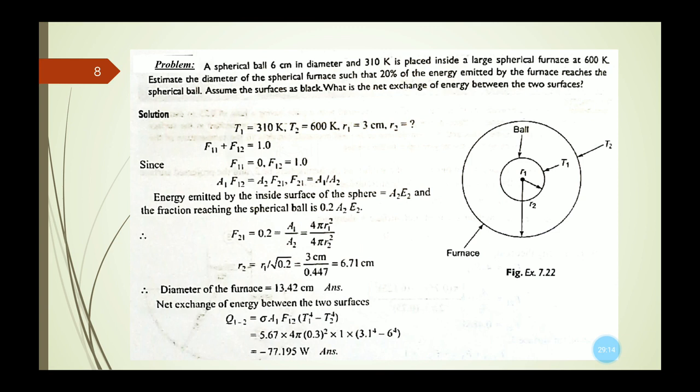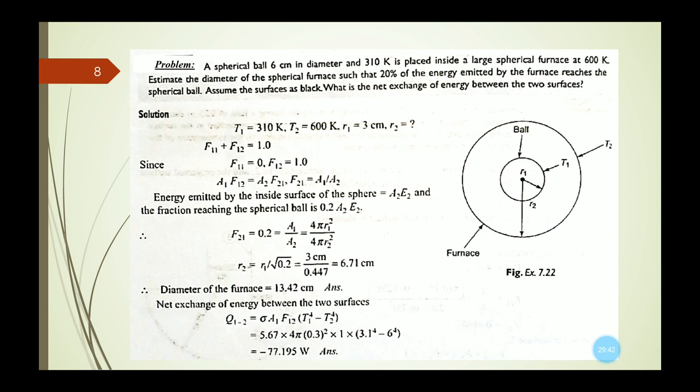The temperatures for these two different surfaces, that is for the ball and the furnace, are given in this numerical, that is T1 is 310 Kelvin and T2 is 600 Kelvin. R1, that is the diameter of this spherical ball, is given as 6 centimeter, and R2, that is the diameter of the larger spherical furnace, we need to calculate.